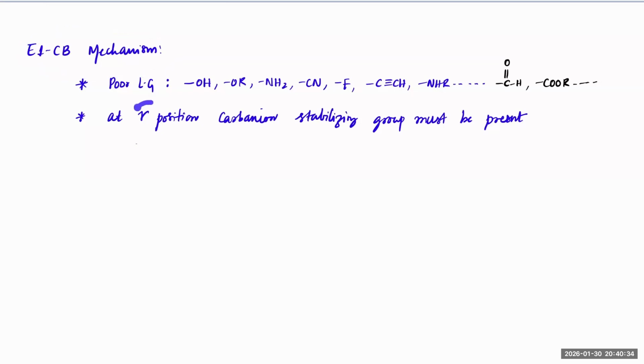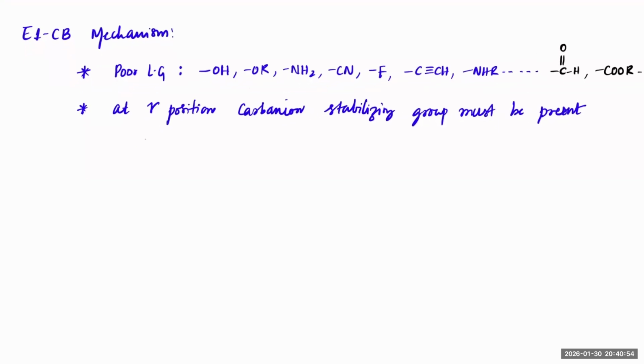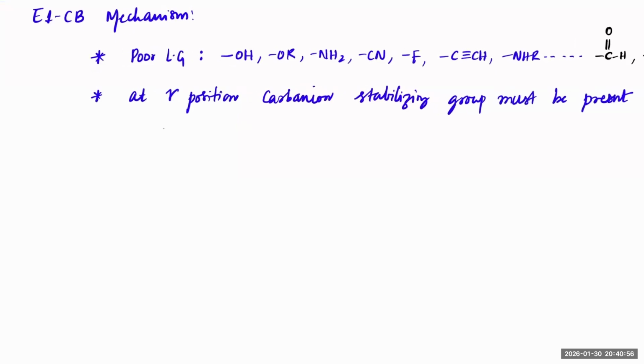And another thing which is essential for E1cB is that at the gamma position, a carbanion stabilizing group must be present. How is that possible? Let me show you with an example. You can keep writing along with me.